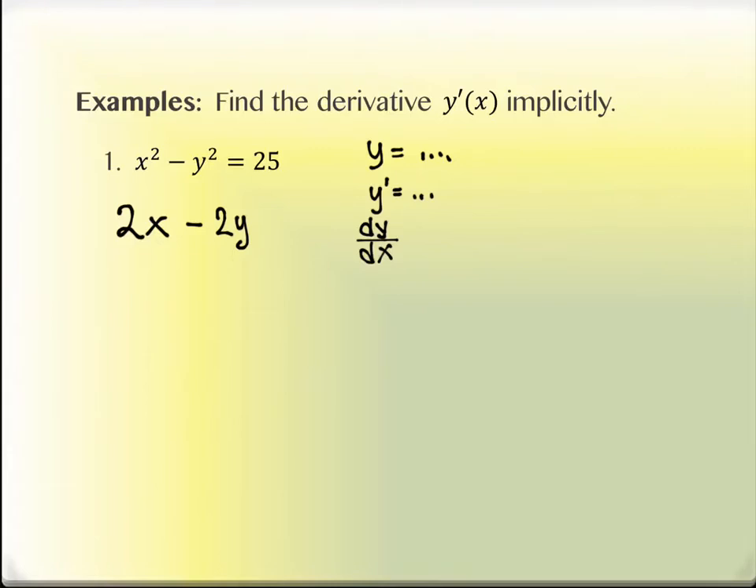Now, when I take the derivative of y squared, it's actually a chain rule. Why? Well, the derivative of y squared is the outside, the squaring part. So I brought the 2 down and I rewrote. But what is the derivative of y? dy dx, or y prime. So every time I take the derivative of y, I will have a dy dx. What's the derivative of 25? It's 0.